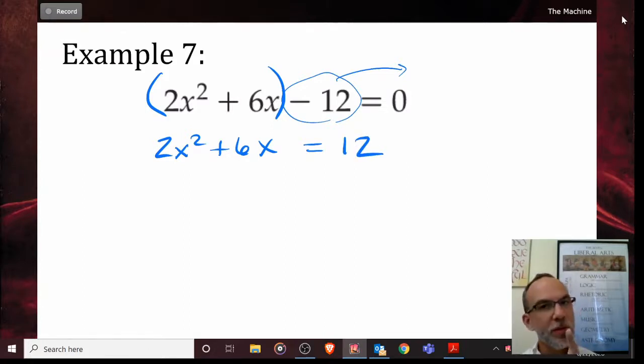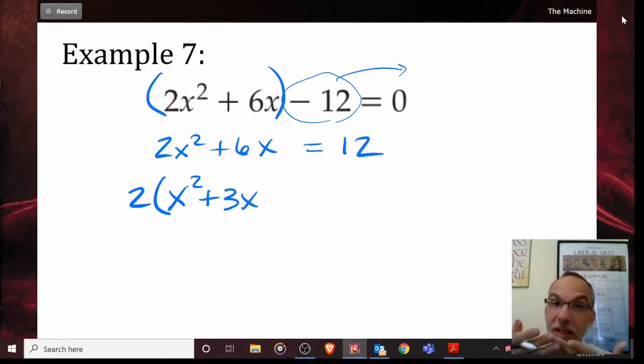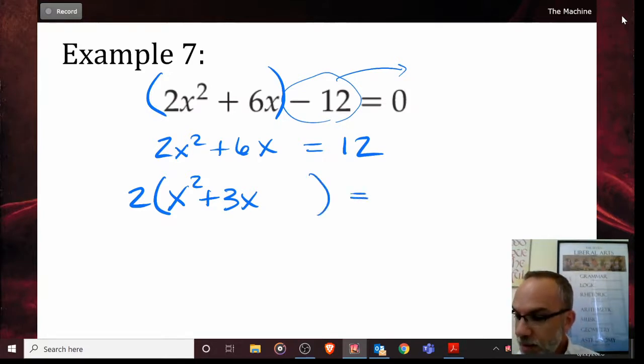Okay, but the 2 in the front is going to have to be factored out. Remember we did one of those earlier when I just asked you to complete the square? Okay, I'm going to have to factor out the 2. So the 2 comes out. And what do I have left in the middle? That's going to be x squared plus 3x, leave some space, equals 12.